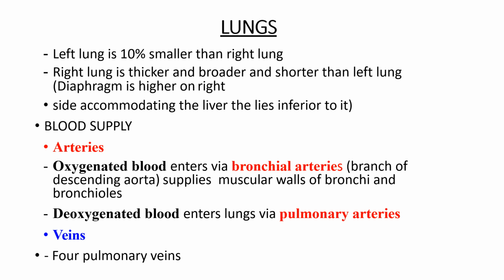The blood supply of the lungs is through arteries and veins. Oxygenated blood enters via the bronchial arteries, supplying the muscular walls of the bronchi and bronchioles, and deoxygenated blood enters the lungs via the pulmonary arteries. There are 4 pulmonary veins.